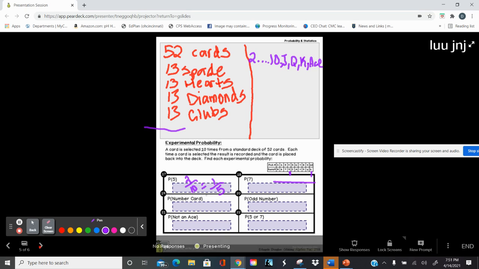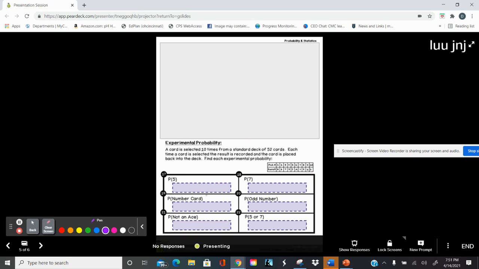So what about the number 7? I'm going to go ahead and clear the screen, guys. So what about the number 7? Well, I see a 7 right here, and I see a 7 right here. Do we have any other 7s? Oh, no. So we're going to write the same thing: 2 out of 10, which we just also said is 1/5.